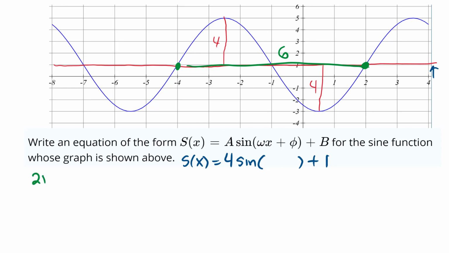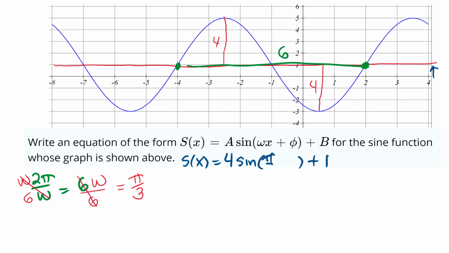So if we take 2 pi over omega, that equals 6. Notice there's no pi in it. This one, the period is just an integer, 6. All right, let's go ahead and solve this for omega. So we'll multiply both sides by omega, and then we'll divide both sides by 6. So it looks like omega equals 2 pi over 6, which is pi over 3.